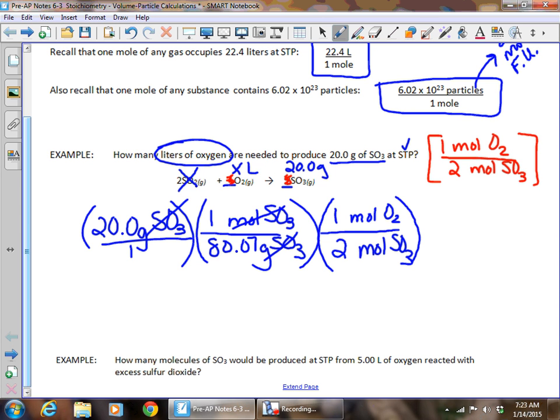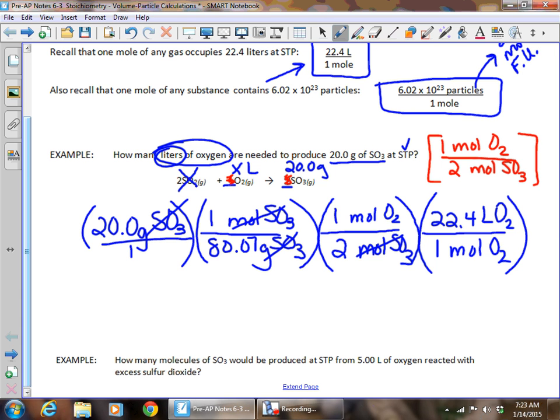That's going to cancel moles of SO3. Do we want moles of oxygen? No, we want liters. Do we have a conversion factor that involves liters and moles? Why, yes, we do. It's our molar volume at STP. We need moles on bottom, so our 1 mole of O2 is going to go on bottom. Our 22.4 liters of O2 is going to go on top. So that's going to cancel moles of O2 and leave us with liters of O2.